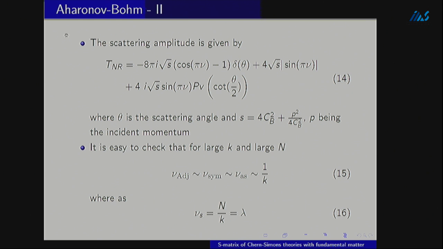But at finite n and finite k, I think this type of answer obviously survives for the Aharonov-Bohm in the non-relativistic case. But since we are working in the relativistic theory at large n, this is the only case of interest to us.